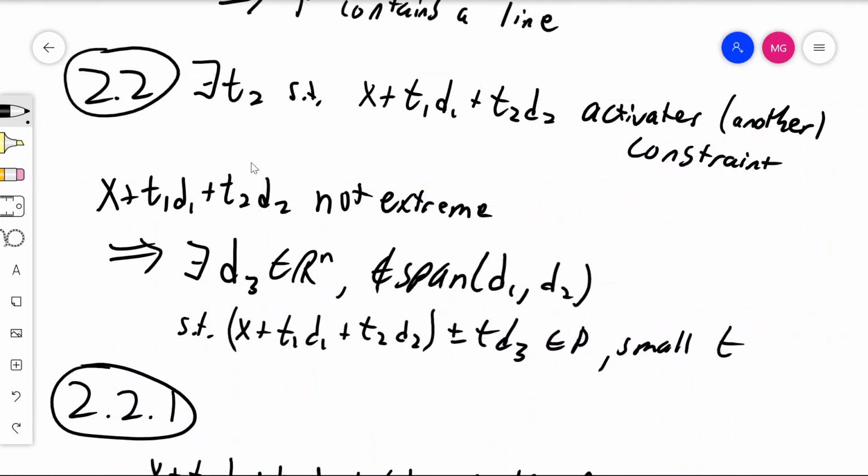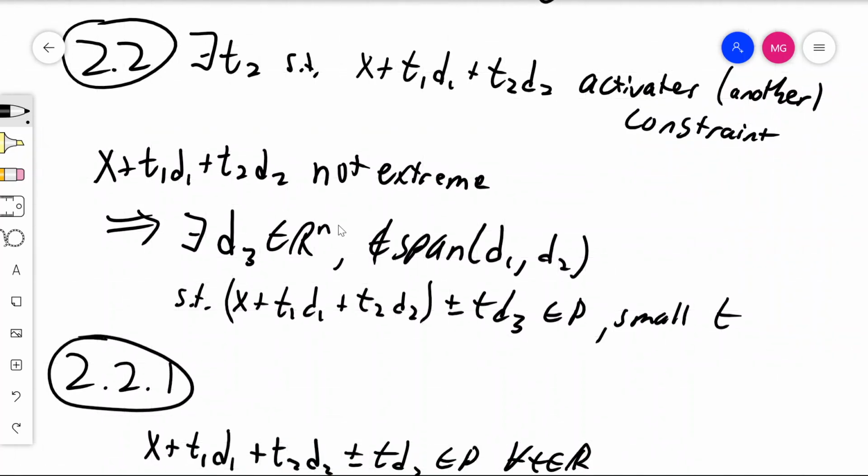So again, it's just the same thing all over again. This point that we're at, it's still in the polyhedron, and there are no extreme points in the polyhedron, so this is definitely not extreme. So there's some direction d3 that we can travel in, and we can perturb this point in the direction of d3, since we're not an extreme point.